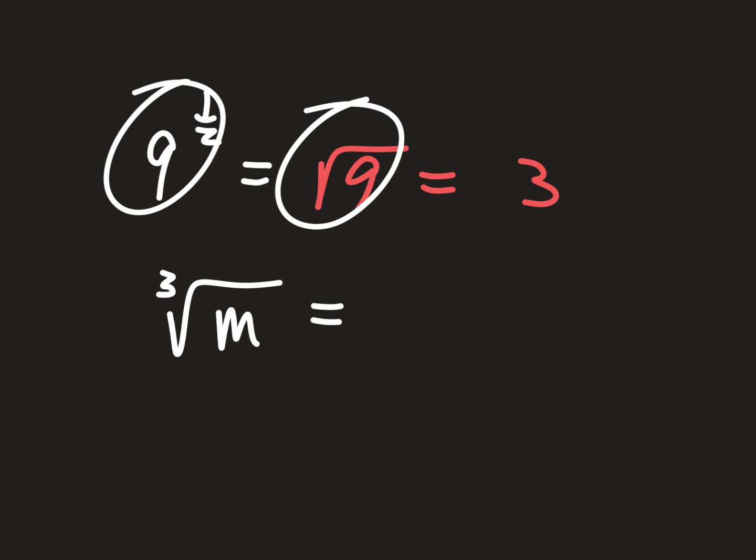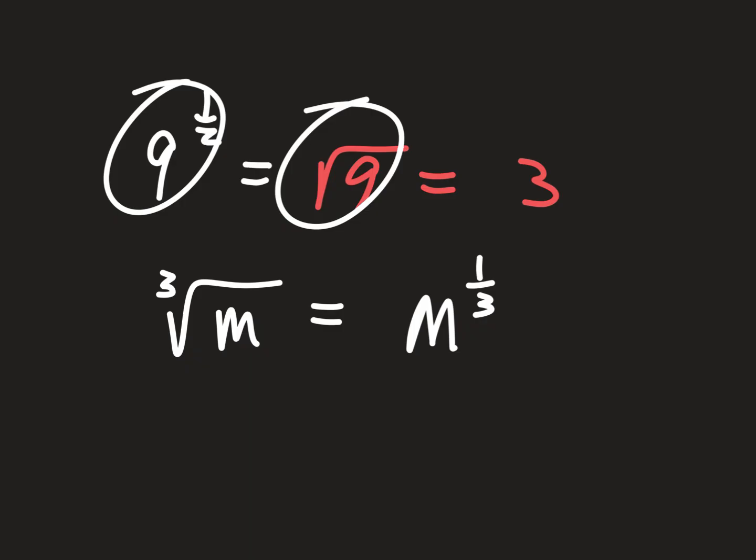What's the other way to write the third root of m? That is m to the what? 1/3. Do you understand? This is a big deal. You got to be good at these exponents.